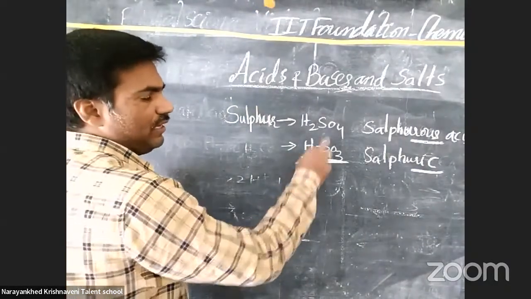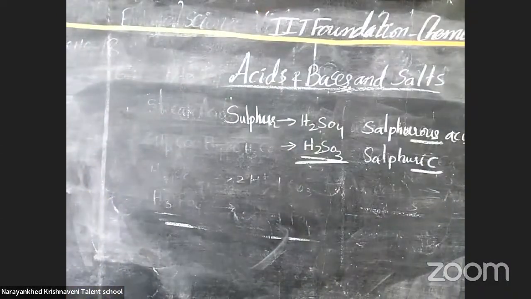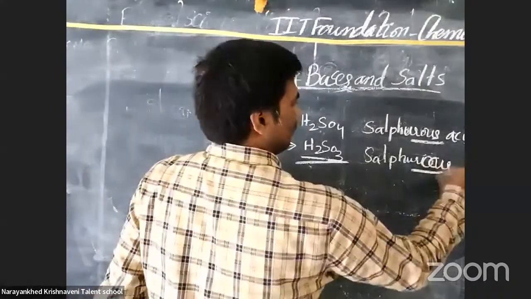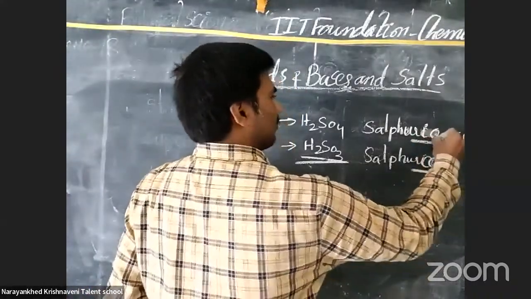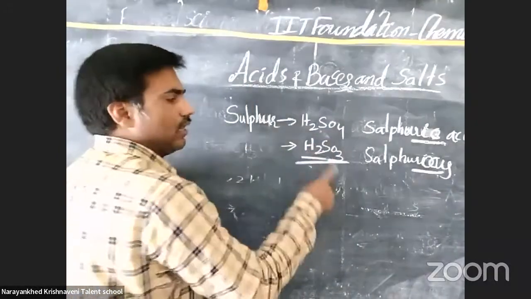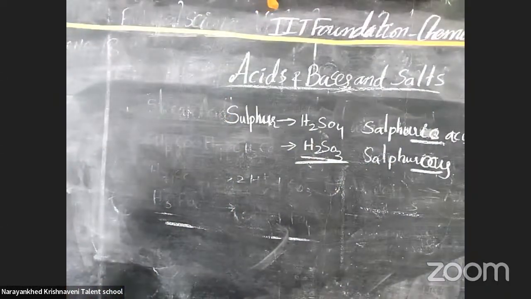H2SO3 and H2SO4. Now, sulfuric acid as well as sulfurous acid. H2SO4 is called sulfuric acid. Sorry, the one with SO4 is called sulfuric acid, H2SO4 is the sulfuric acid, and H2SO3 is called the sulfurous acid. Clear or not, all this?